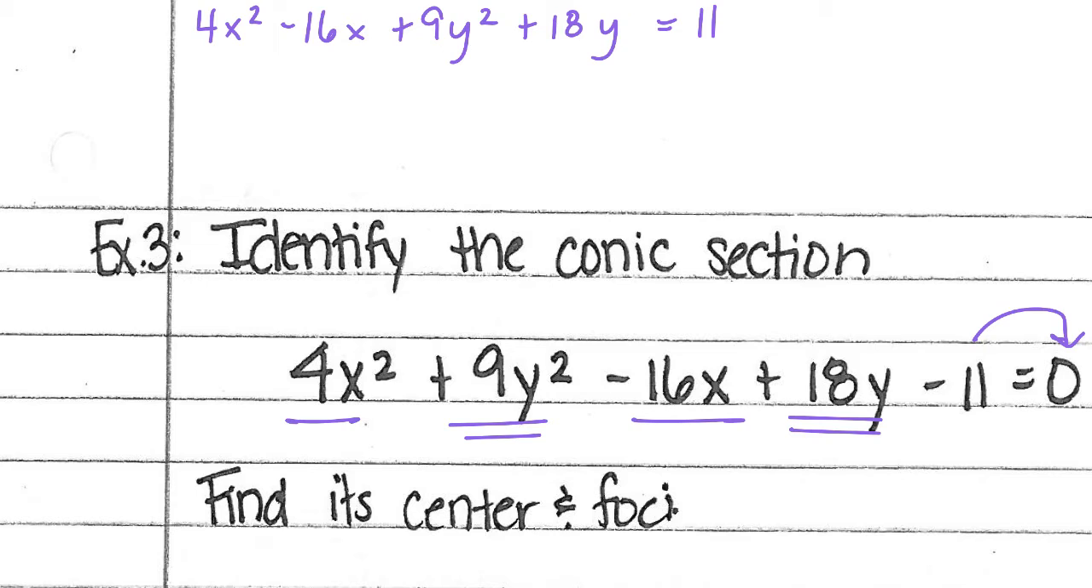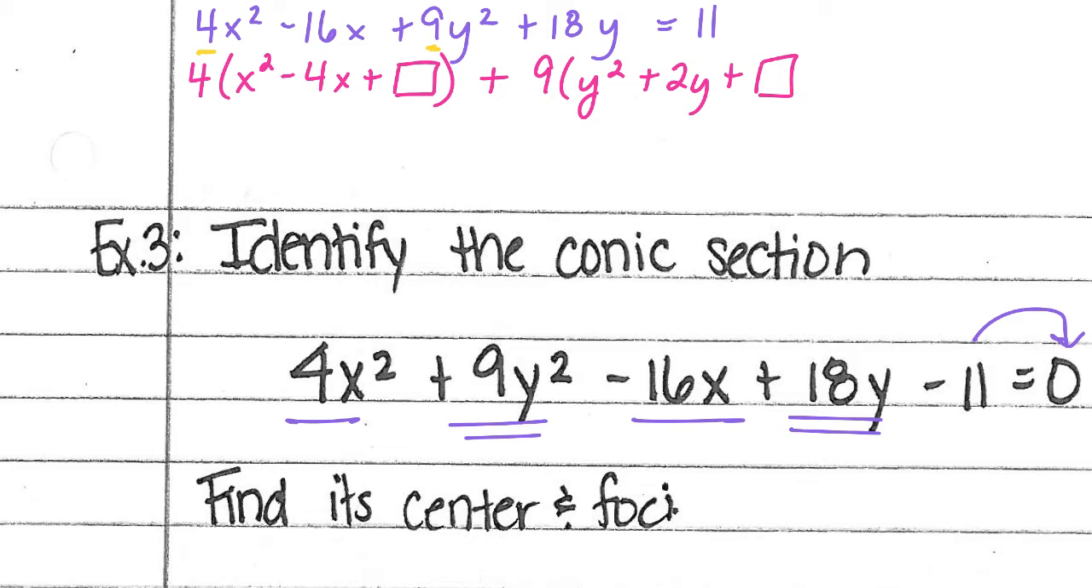In order to complete the square, we have to get rid of these first numbers. So I can't have a 4 or a 9 here, so I'm actually going to factor those out. When I factor that out, I have x squared minus 4x plus something, and then I have 9 times y squared plus 2y plus something. And I know that when I add something to the left side, I also have to add it to the right side. So let's go ahead and complete the square here.